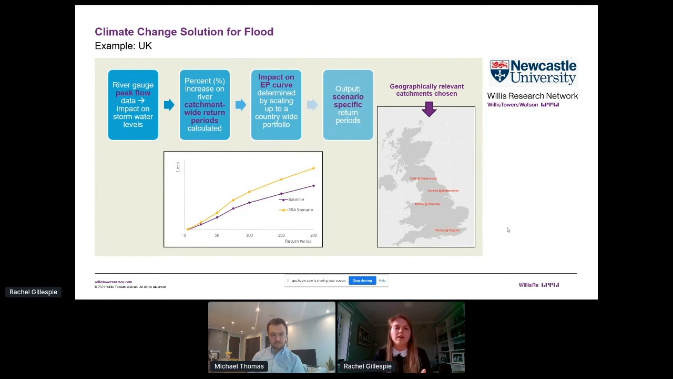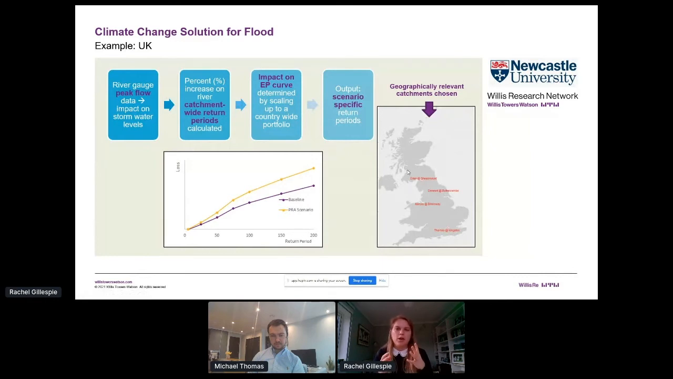You can see we've got the river gauge data that I spoke about in the previous slide, and we will graph that information up and try to work out where those storm water levels are. Is there a certain threshold that they're going above? And then looking at that percentage increase on those river catchments, trying to work out what those return periods would be.